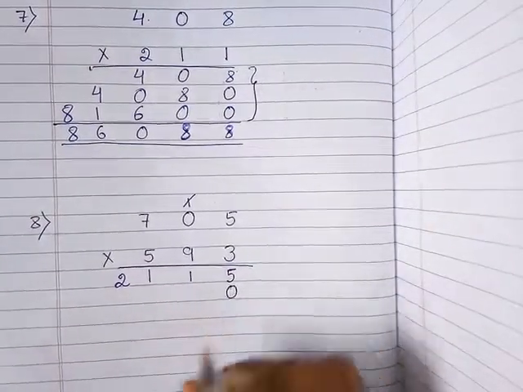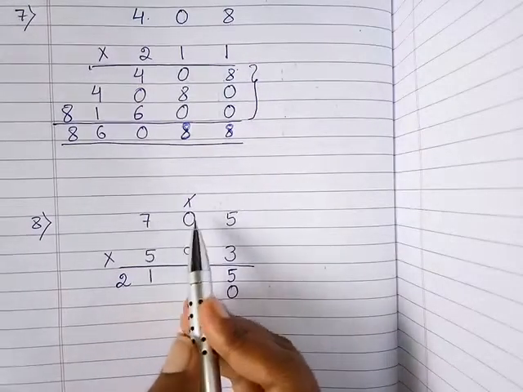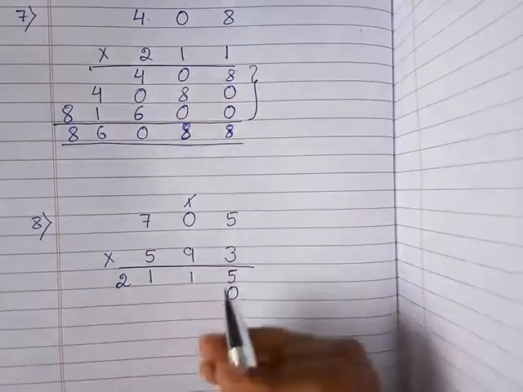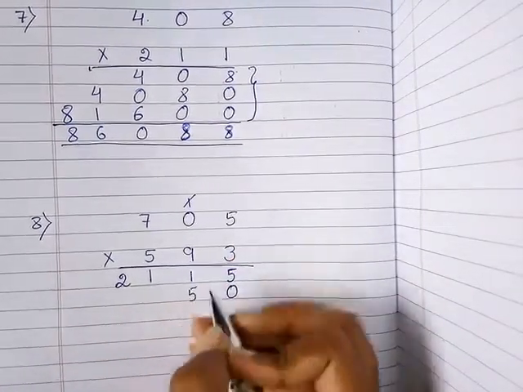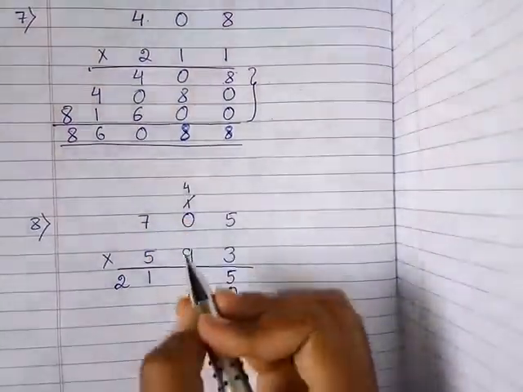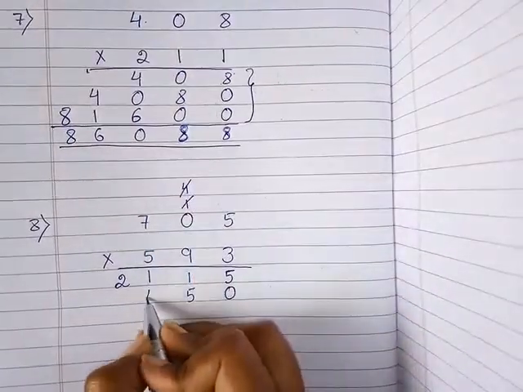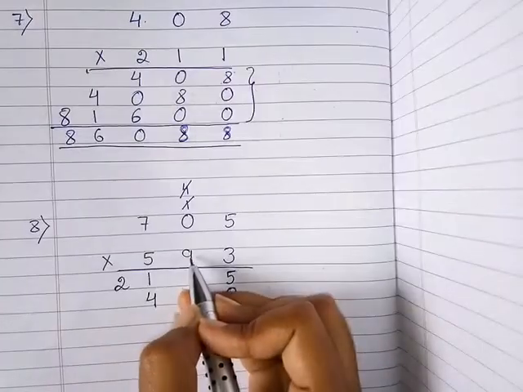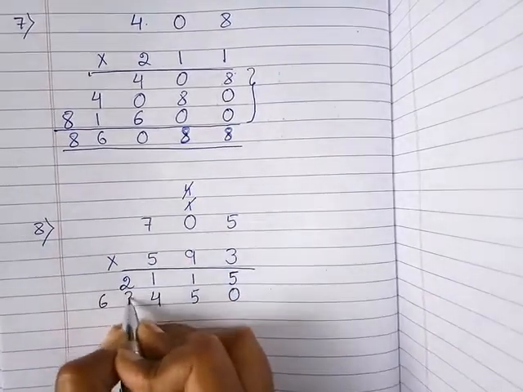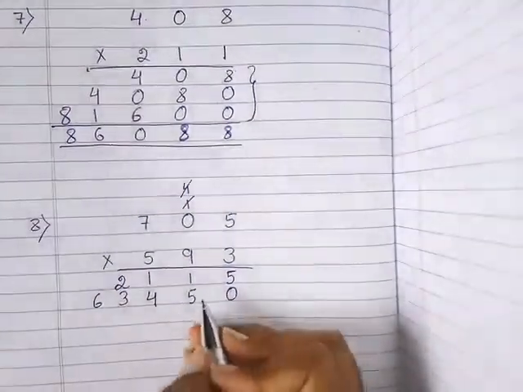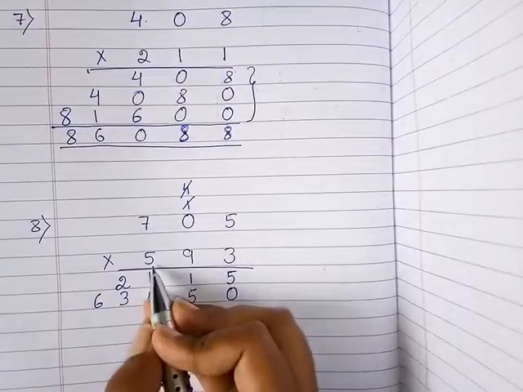Now the next step. First put a 0. Then what we will do? We will multiply 705 and 9. 9 5s are 45. Write down 5 here and 4 here. 9 zeros are 0. 0 plus 4, 4. 9 7s are 63. In the next step, we will multiply 705 and 5.